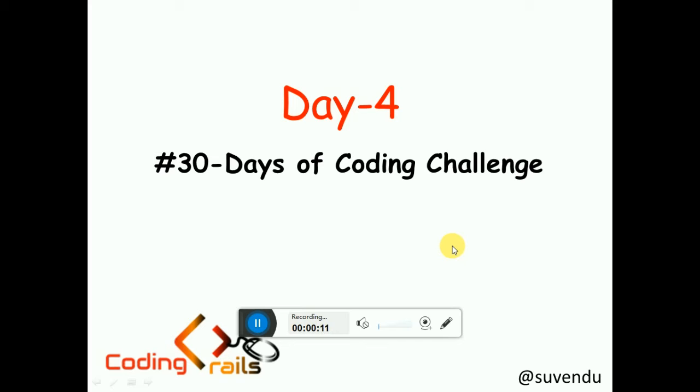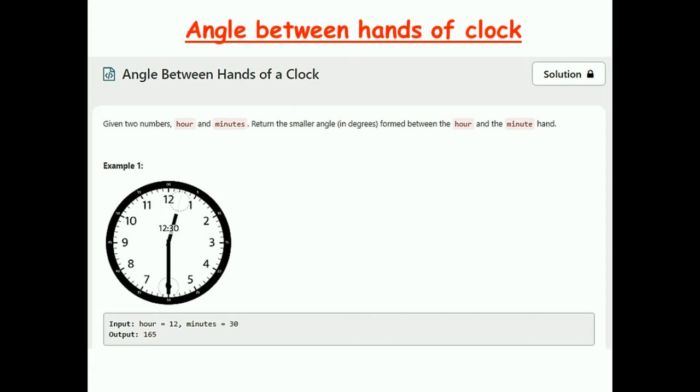So without wasting any time, let's head over to our problem. The name of our problem is angle between hands of clock. I hope all of you can guess what the problem is by seeing the title. The problem is: given two numbers, hour and minutes, return the smaller angle in degrees found between the hour and minute hand.